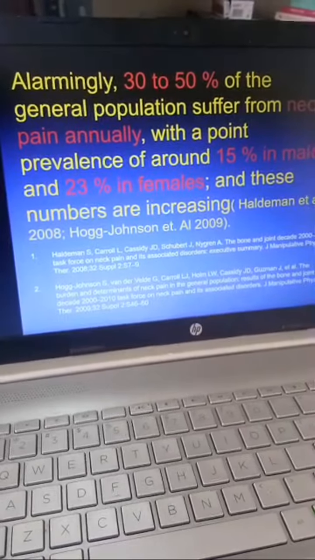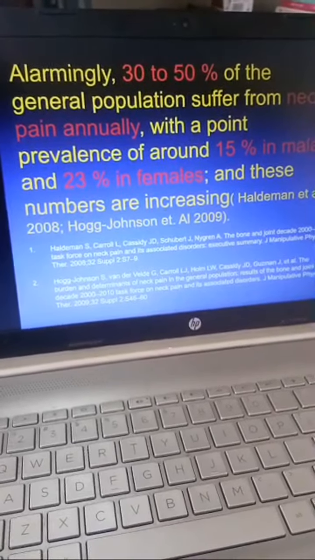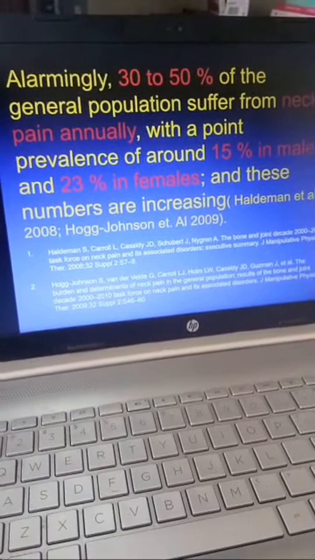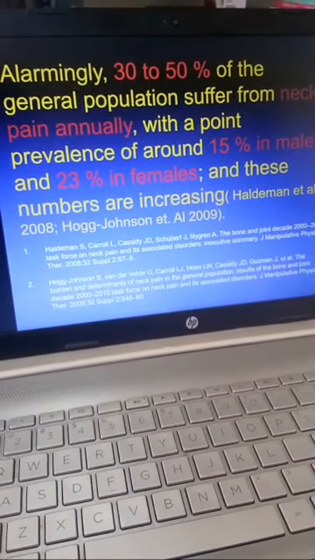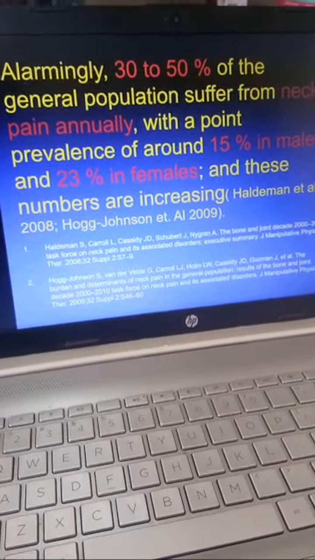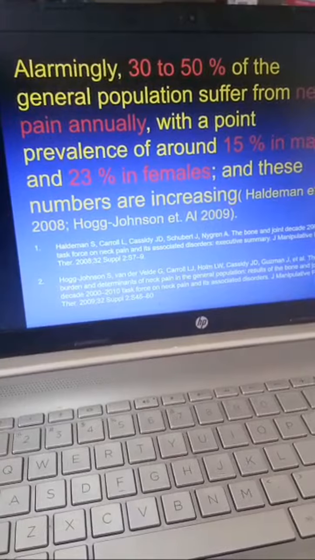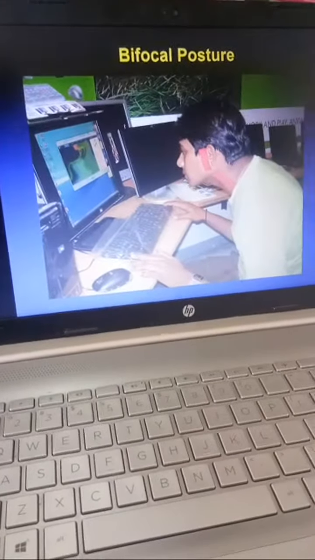Alarmingly, 30 to 50% of the general population suffer from neck pain annually, with a prevalence of 15% in males and 23% in females. And these are the references, as we are in the evidence-based practice era. So that's why I'm discussing this component. This is the bifocal posture.